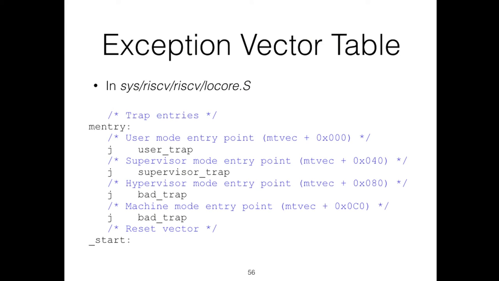You also want to set up an exception vector table to handle exceptions. The way RISC-V is set up is you have a separate vector for each mode. So there's a vector for user mode, supervisor mode, hypervisor mode, and machine mode. With RISC-V, there's no hypervisor spec yet, so we don't support hypervisors, and we don't expect traps for machine mode either. There's also the reset vector, which is where the start routine gets run from.